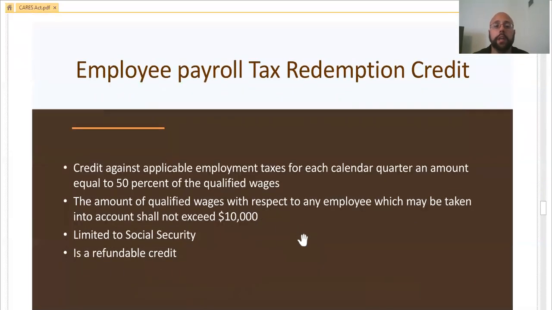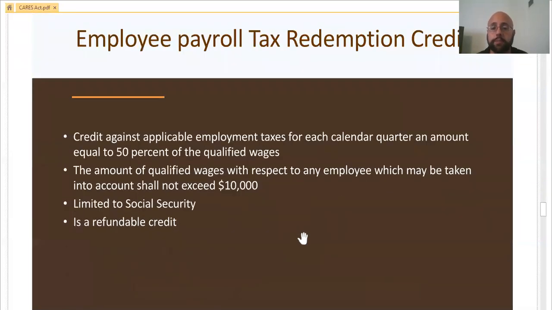Now, the employment payroll tax retention credit. There have been some slight changes. If there are any changes to what's on the spreadsheet or the slides, I will post that. But for now, it is a credit against applicable employment taxes up to 50% of qualified wages. And in the next line, what's qualified wages? An amount not to exceed $10,000.